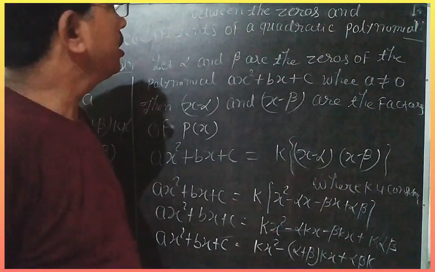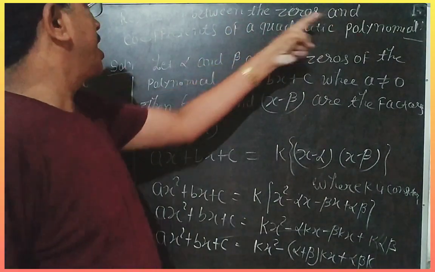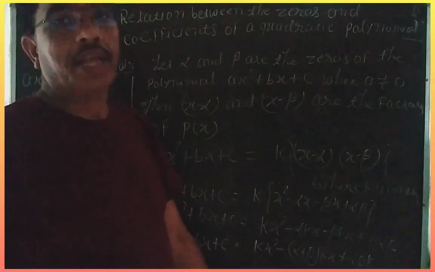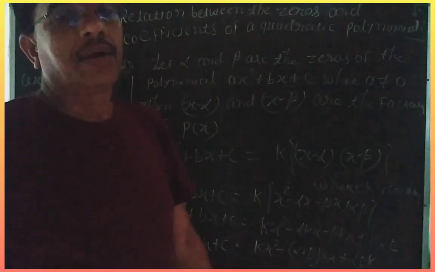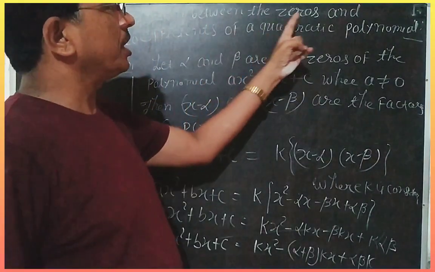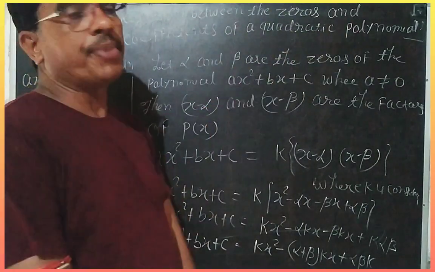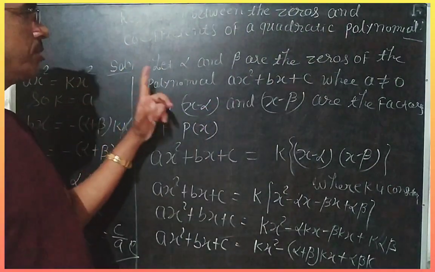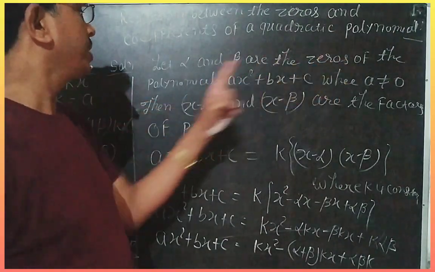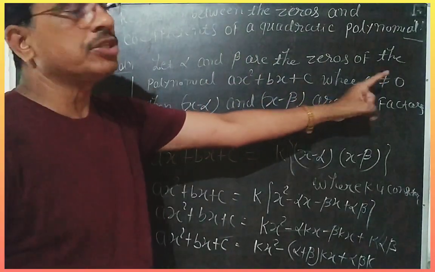Now see here, what is the relation between the zeros and the coefficients of a quadratic polynomial? Dear student, this relation is given in your book before the examples. So I write here the solution: let alpha and beta be the zeros of the polynomial ax square plus bx plus c, where a is not equal to 0.